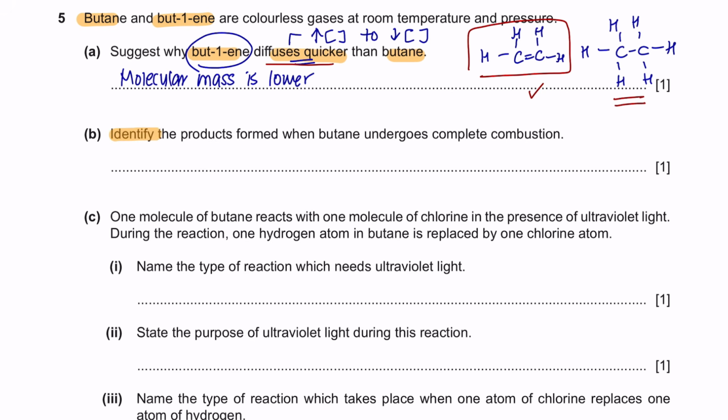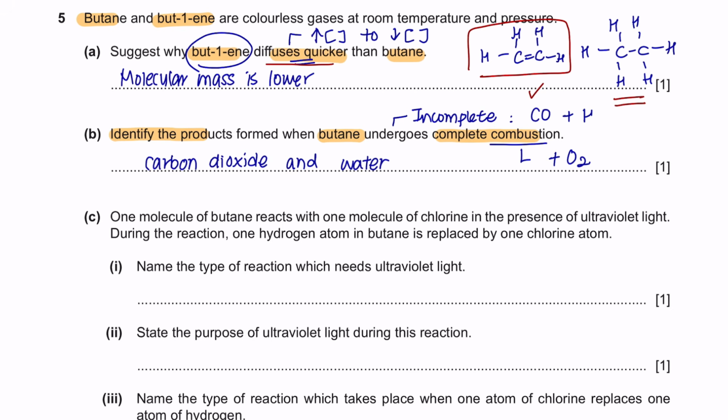Question B. Identify the products formed when butane undergoes complete combustion. Any compound going through combustion will always form carbon dioxide and water. Combustion is a burning process that requires oxygen. If they were to ask you for the products formed during incomplete combustion, that would be carbon monoxide and water.